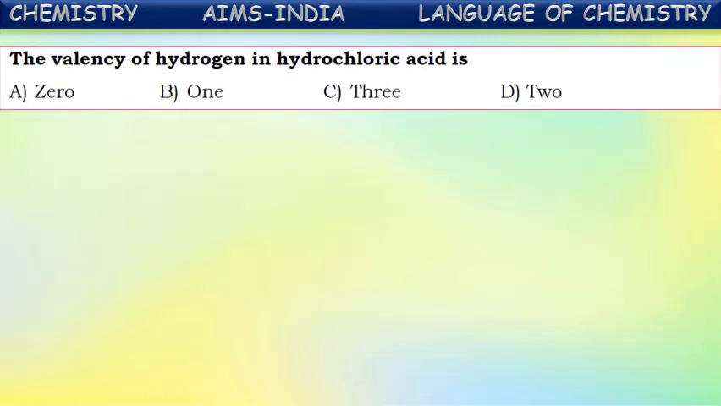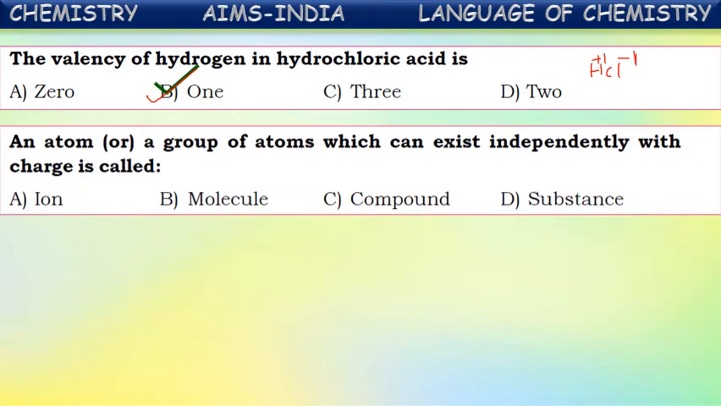The valency of hydrogen in hydrochloric acid is... See, hydrochloric acid means HCl. Already we know chlorine is -1, so obviously hydrogen will be +1. So the valency of hydrogen in hydrochloric acid is 1. Yes. Now come to the next question.